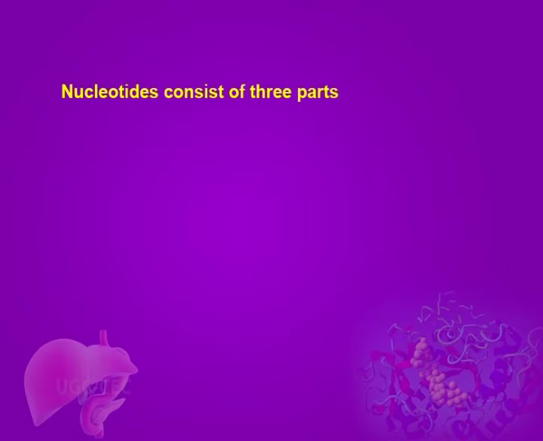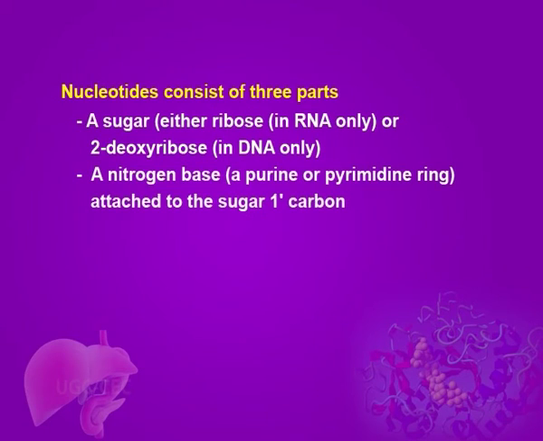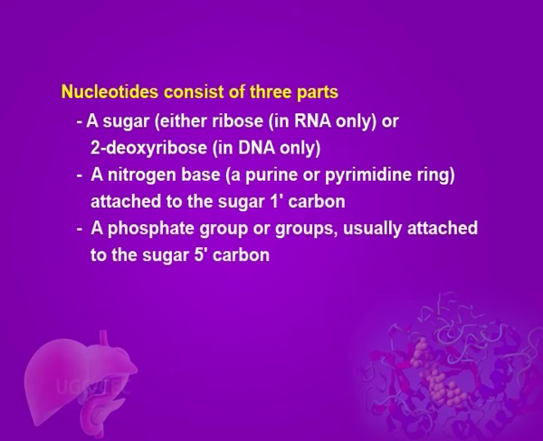Nucleotides consist of three parts. 1. A sugar, either ribose in RNA only or 2-deoxyribose in DNA only. 2. A nitrogen base, a purine or pyrimidine ring attached to the sugar 1 carbon. 3. A phosphate group or groups usually attached to the sugar 5 carbon.